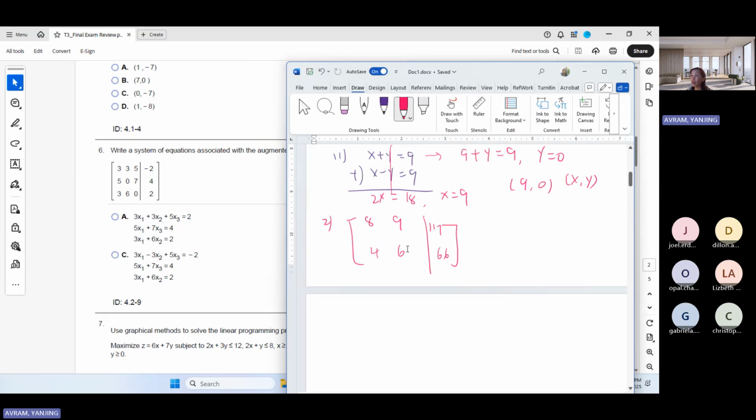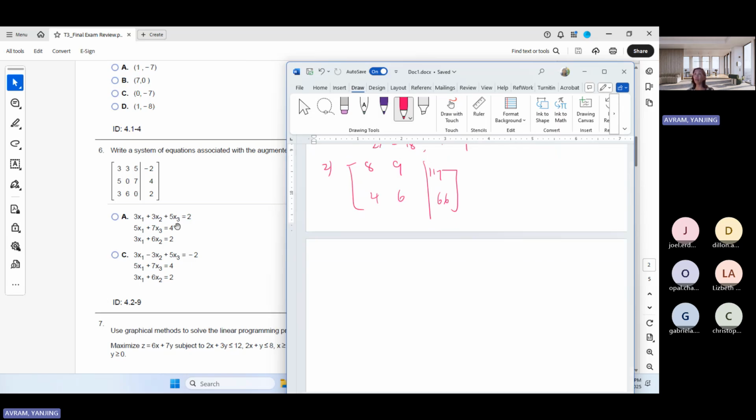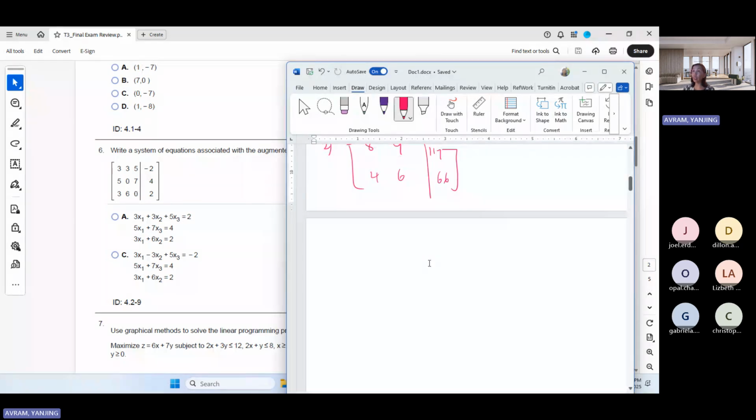So for this one, you only need to write down the equations, just the opposite of the first one, right? Basically, this one uses x1, x2, x3. If I look at this matrix, that's 3x1 plus 3x2, these are all the coefficients, plus 5x3 is equal to -2, okay? And then the second row is 5x1 plus 0x2 plus 7x3 equal to 4.